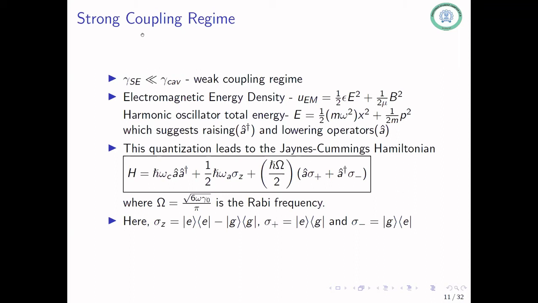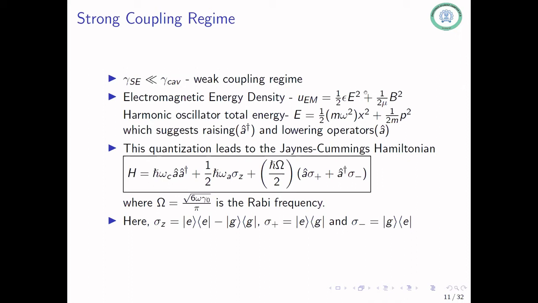So we can actually perform a more detailed analysis in the strong coupling regime. In this regime, what we are going to look at is how you quantize the electromagnetic field. The theory is kind of involved, so I'm not going to really be talking much about how you get that, but just to give you an intuition, the electromagnetic energy density at any point in space will be given by this expression. And the total energy of your harmonic oscillator at any point will of course be given by this expression.